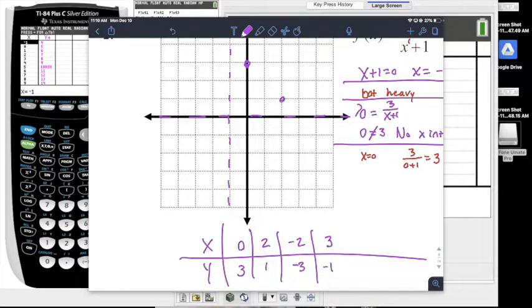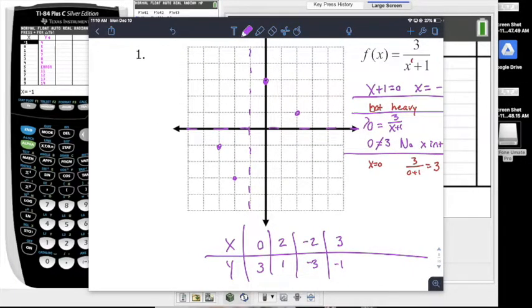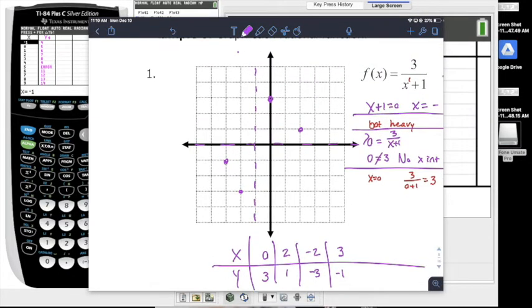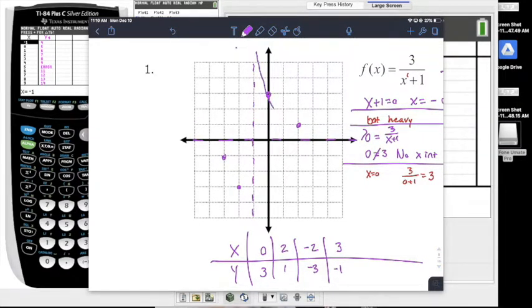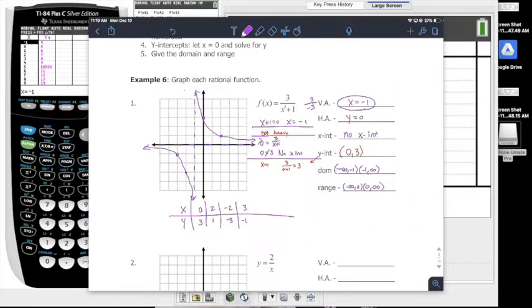So 2, 1, there's a point. -2, -3 down here. -3, -1. Kind of like that right there. And then that should be your graph right there. Sketch and make sure you don't go past your asymptotes, and then you'll be good. And then, yeah, there you go. There's your graphs on these here. And that's all without a calculator.